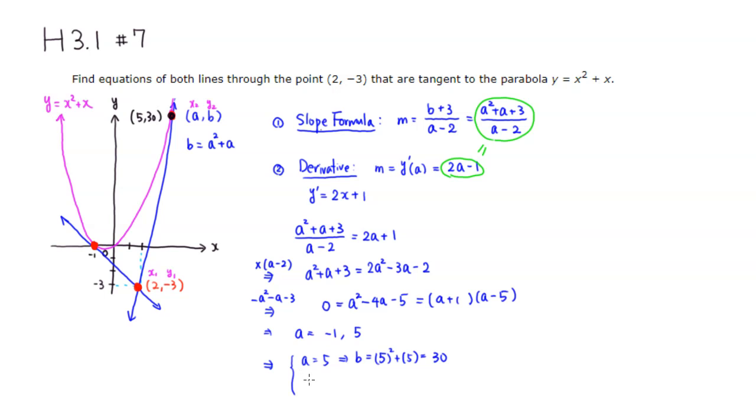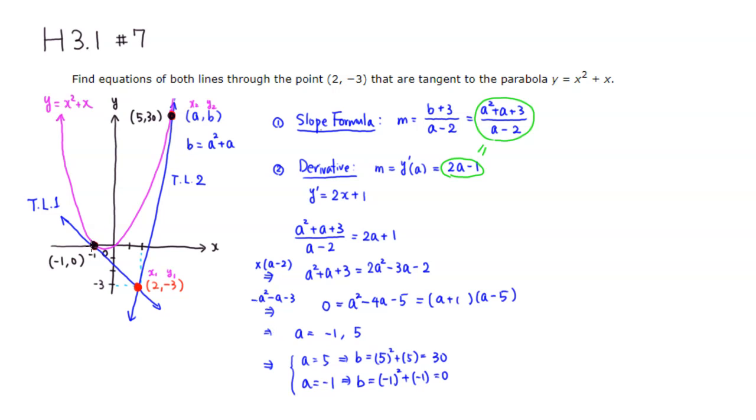The other one is if a is equal to negative 1. Then the corresponding b would be negative 1 squared plus negative 1, so that's going to be 0. So the other point of tangency is (-1, 0). So you're going to have two tangent lines. I'm going to call this one tangent line number 1, and this one tangent line number 2. We know everything we need.